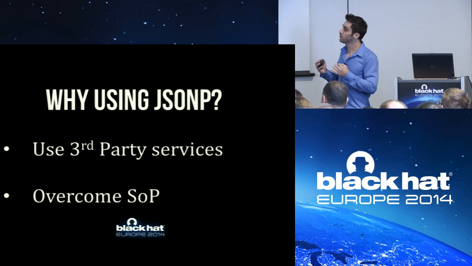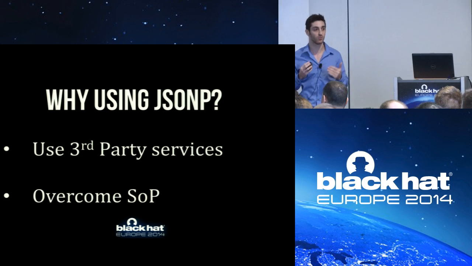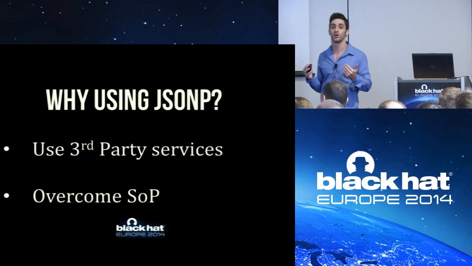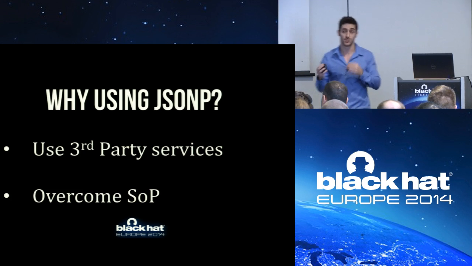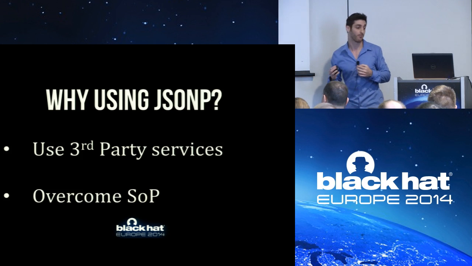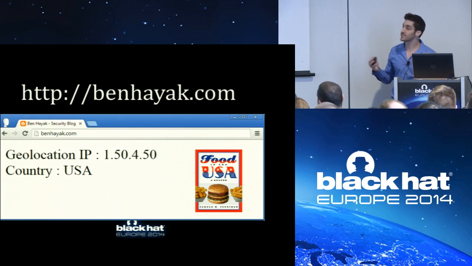JSON-P also helps us overcome the same origin policy. For example, if you want to import a contacts list from Yahoo, from an external service or external API, you can do it with JSON with padding. So let's take an example.